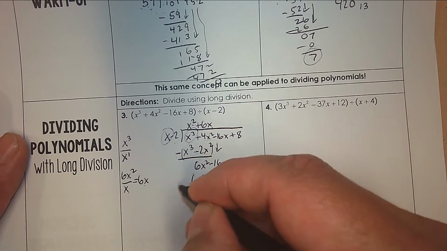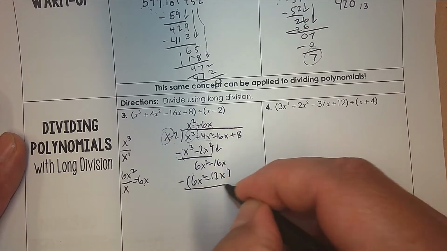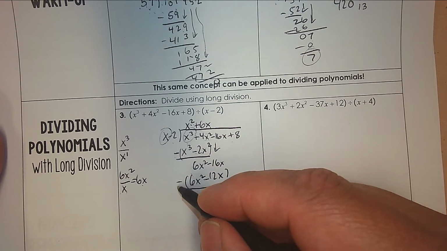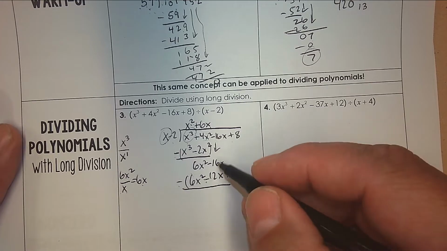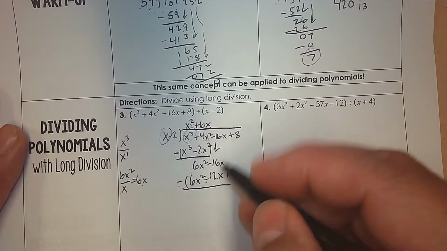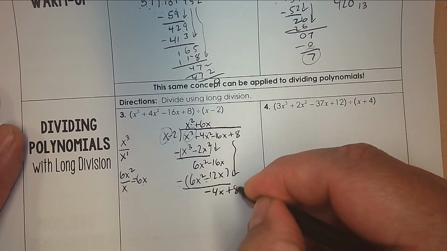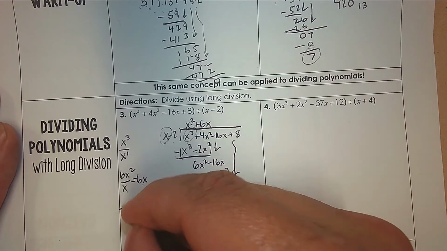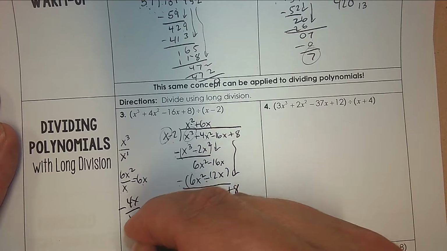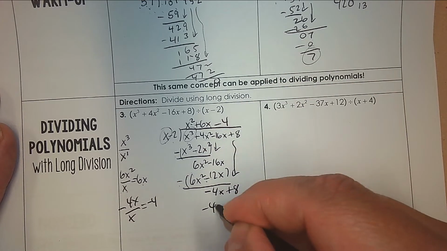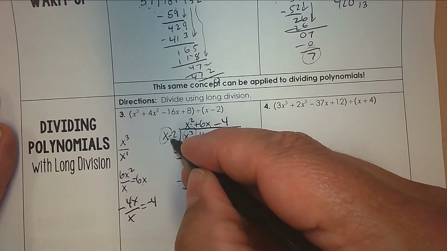We're going to subtract. Notice the 6x squares will eliminate. Be careful of subtracting a negative. You're adding. So negative 16 plus 12 is negative 4x. Bring down the last term. Again, we're going to divide. Negative 4x divided by x. That gives me negative 4. I'm going to distribute. And negative times a negative is plus 8.